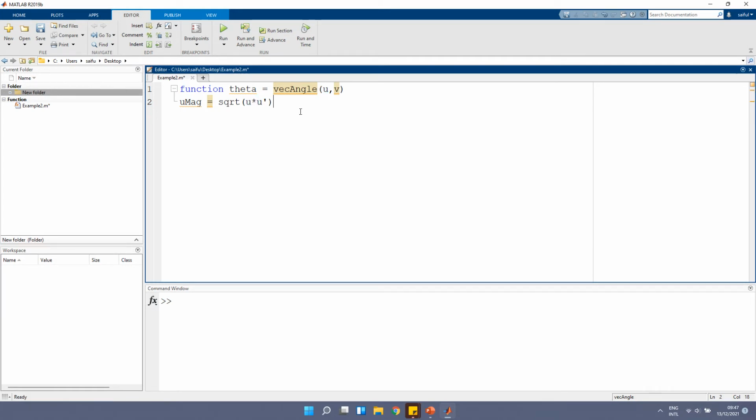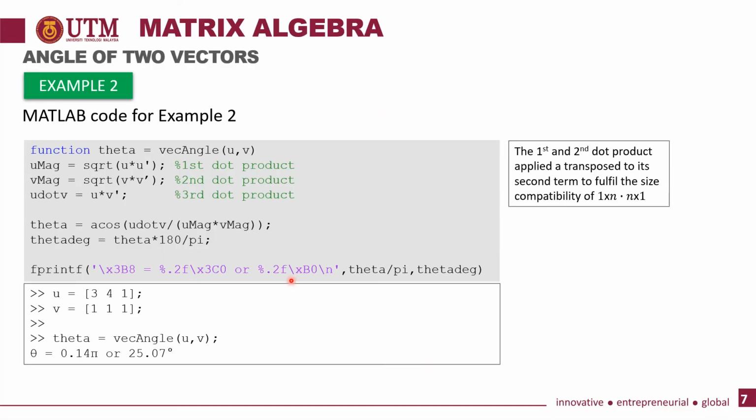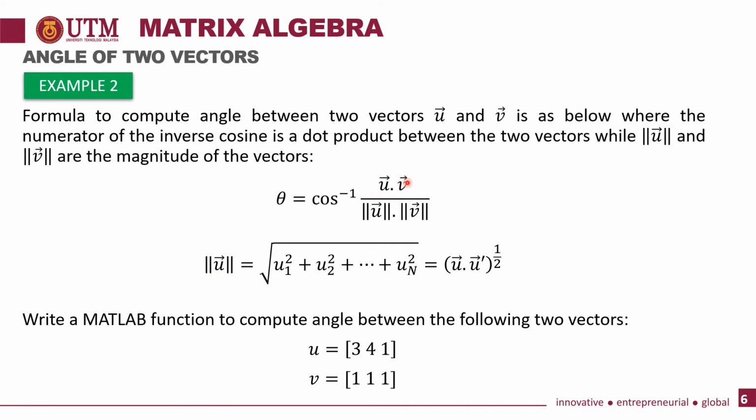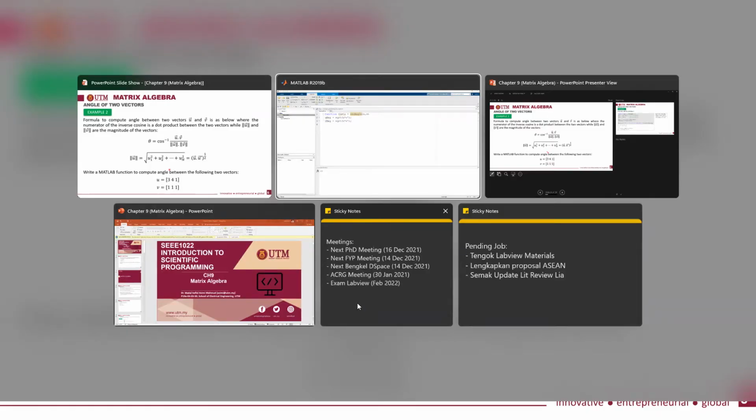Then we have v magnitude equals square root, v multiplied by v transpose, semicolon, and that is for the magnitude. Next is the dot product for u and v. The angle is found from u dot v divided by the magnitude of u times the magnitude of v. Let's go back to MATLAB.